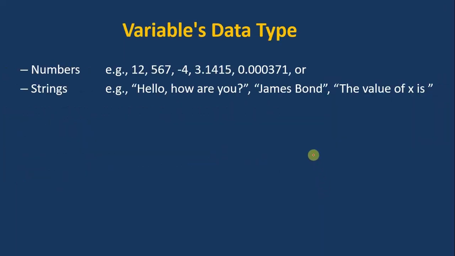A variable can hold different types of data. It can store numbers, whole numbers or fractional numbers, decimal numbers, or it can even store messages like "Hello, how are you, James Bond", "the value of x is". A variable can hold different types of values: whole numbers, decimal numbers, fractional numbers, and messages like this.